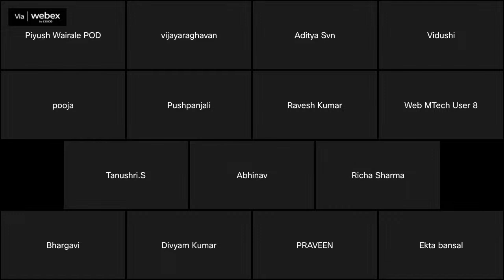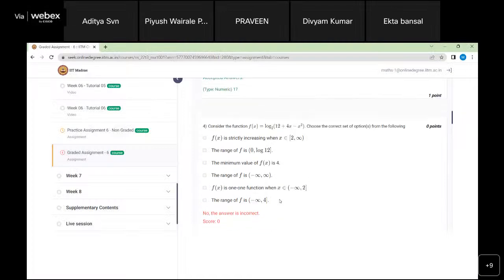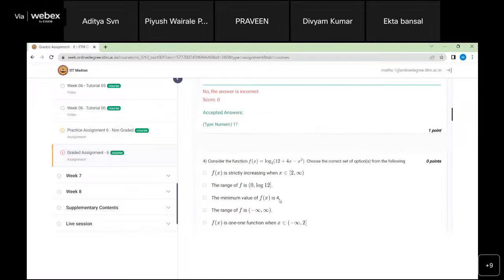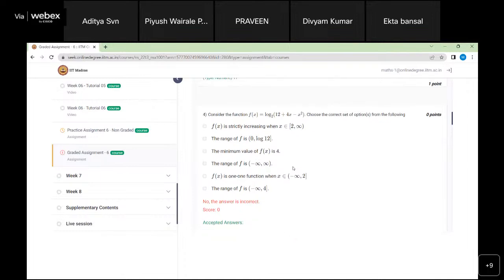Okay, let me share my screen. Yeah, this is the question, right? Yes, sir. The second last option, D, I guess. F of x is a one-to-one function when x is between minus infinity to 2, right?